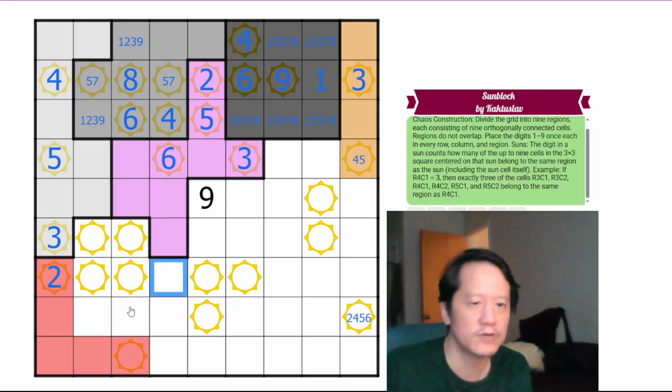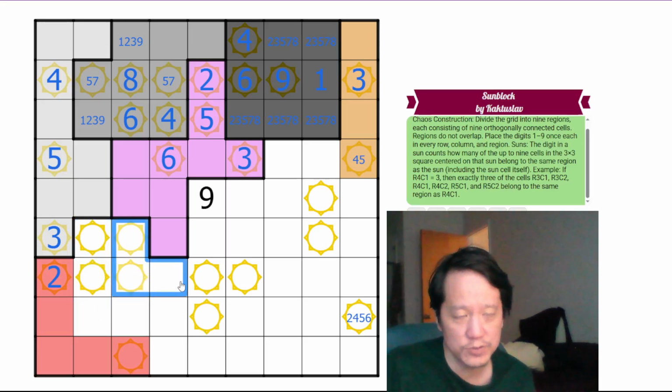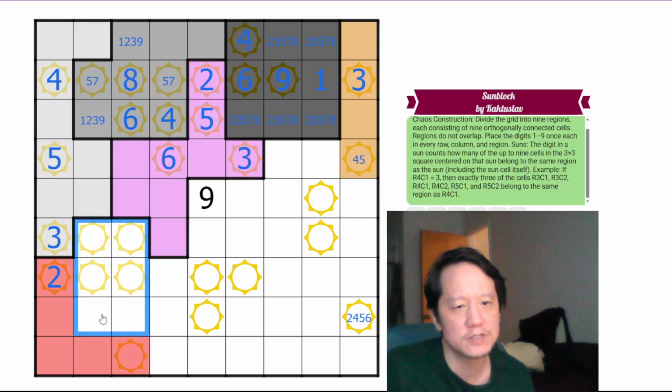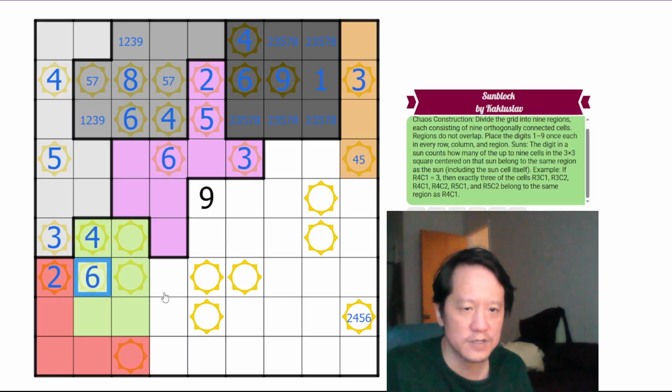It has to get out to orthogonally connect. We tried going just 4. That doesn't work because then that would force this to be 3. So this must be 6 as a region. So this is, sorry, this is 4 and this is 6.